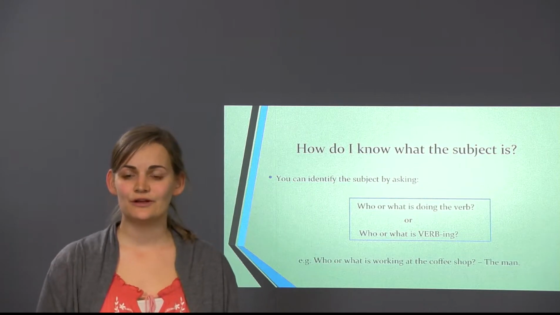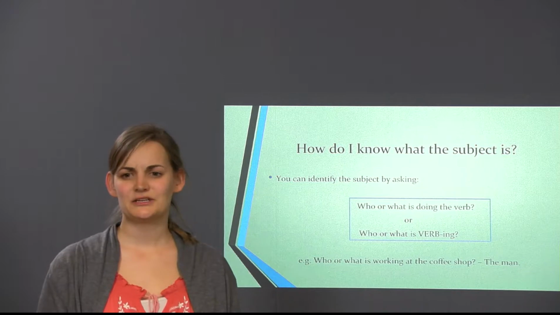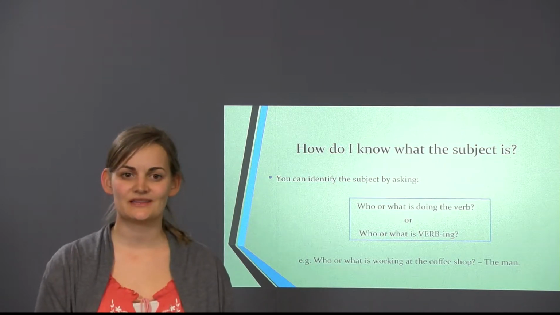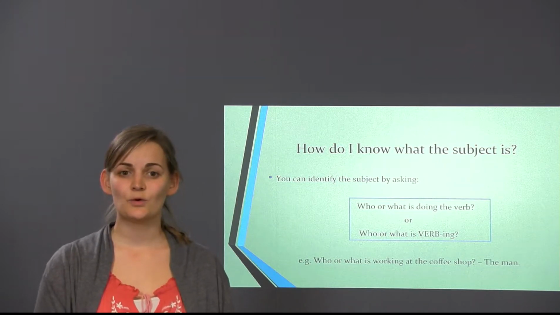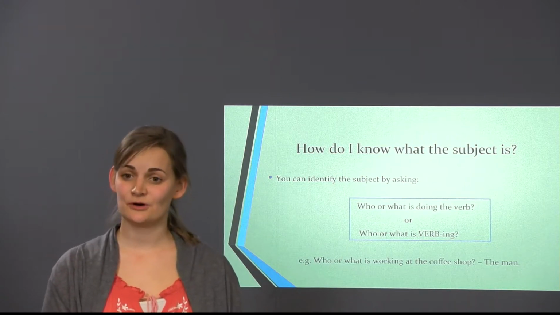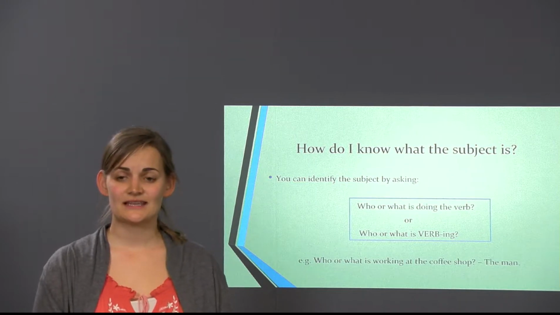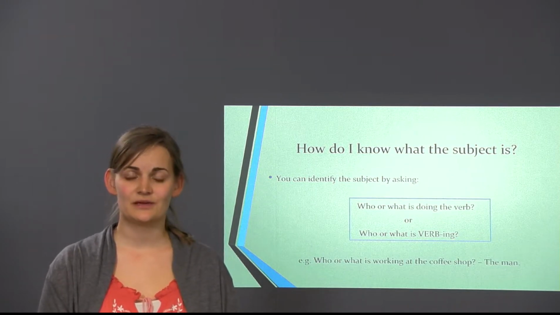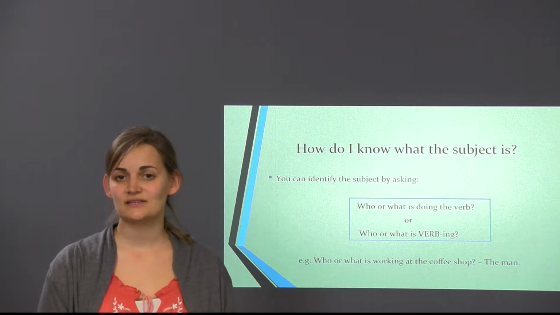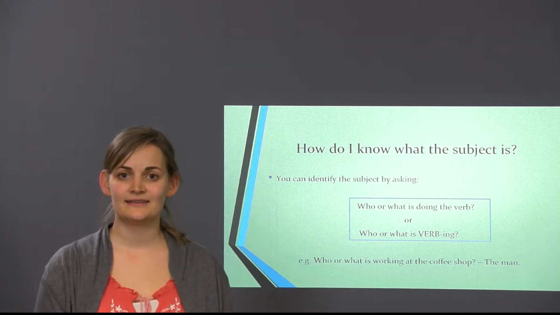First of all, how do I know what the subject of the sentence is? There are 2, or actually 1 pretty easy question to determine that. If you ask who or what is doing the verb, or easier, who or what is verbing, the answer is going to be your subject. So in the sentence, the man works at the coffee shop, if you ask who or what is working at the coffee shop, the answer is the man, and that is your subject.